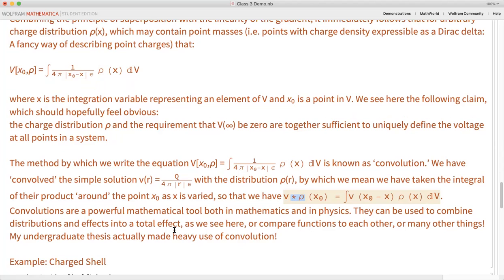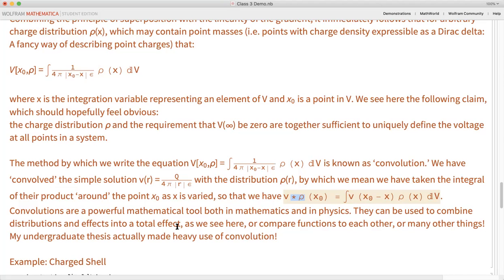One way to use it is to combine a distribution and the effect of that distribution. So we have some effect that's caused by a point charge, and then we have a bunch of different point charges in different places, and we combine that into the net effect. We often do that with convolution. That's what happened here. We can also use this to compare functions.